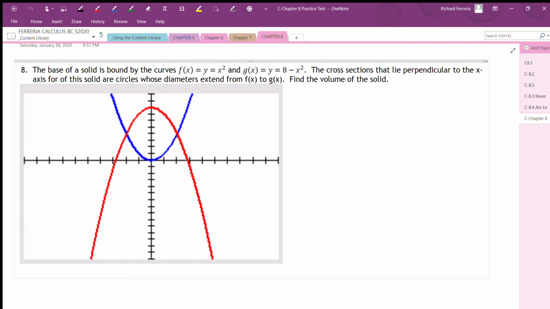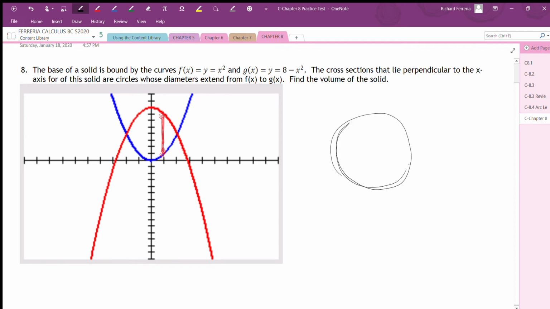So the first thing I'd like to do is take a look at what exactly the circle looks like. We know the cross section is perpendicular to the x-axis, so this is kind of where the cross section would go. We're going to draw a circle because that's what the cross sections look like. Not a very good circle, but it'll do the job. And then that red segment that I just drew would be situated like this, because it does say those are the diameters of the circle.